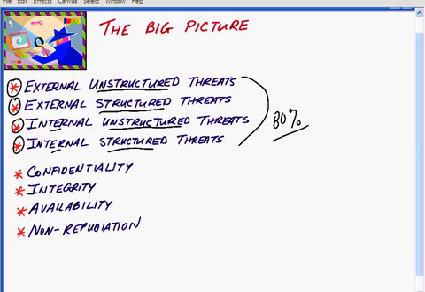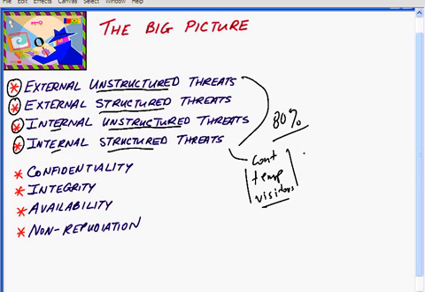And again, these could be full-time employees, but more often than not, internal structured threats are going to come from contractors, okay? Contractors, temporary employees, visitors into the building. So other types of security mechanisms like authentication, access control, and physical security are all very important.